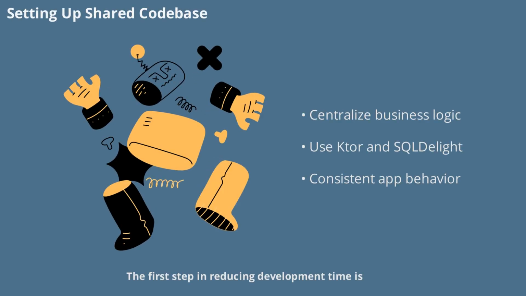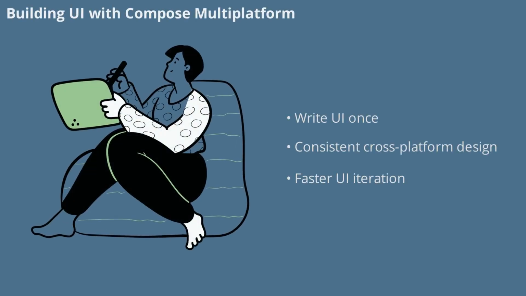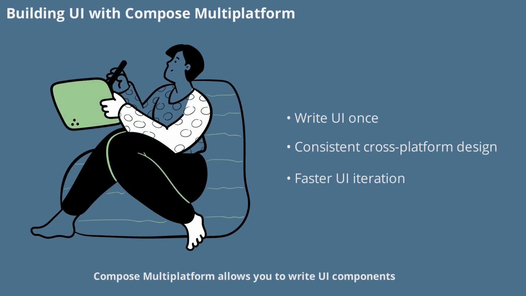The first step in reducing development time is setting up a shared codebase using Kotlin Multiplatform. Start by creating a shared module that handles API calls, data storage, and core business logic. Libraries like Ktor for networking and SQLDelight for data storage make this process straightforward. By centralizing your business logic, you ensure that both Android and iOS apps behave consistently and can be updated simultaneously, eliminating duplicated effort.